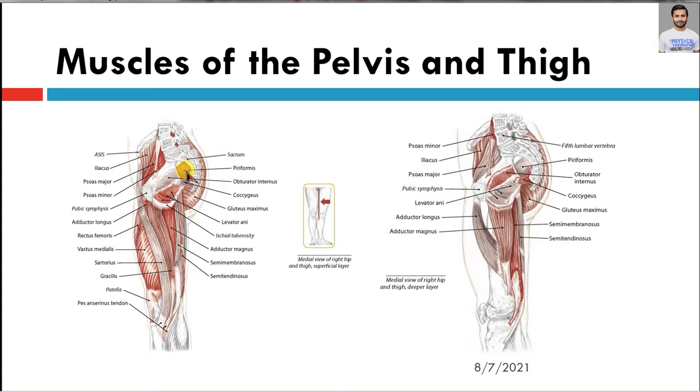Obturator muscles can also be seen in this, and the piriformis can be seen. This is obturator internus muscle. There is another muscle called obturator externus, and the piriformis as it passes through this region.